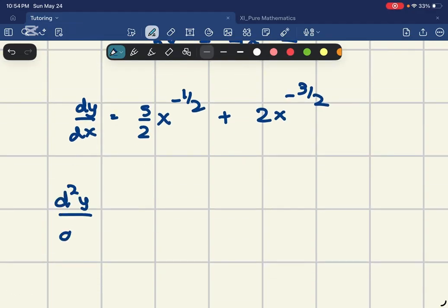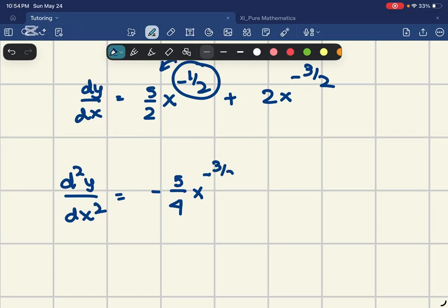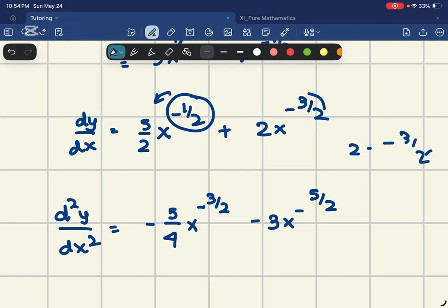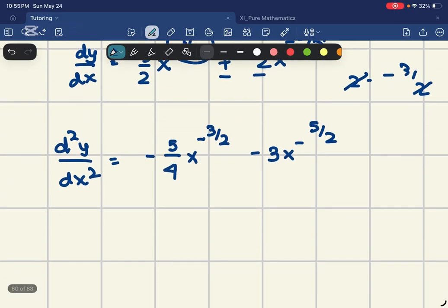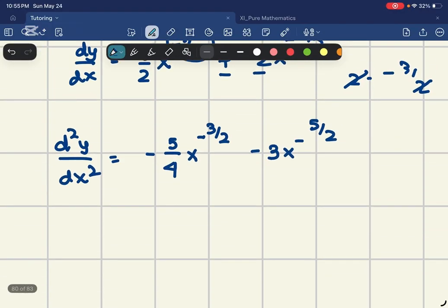And now I can take the second derivative. And when I do so, I bring this to the front. And that is going to give me minus 5 over 4. If you think about multiplying by half times 5 over 2, it is going to give me negative 5 over 4, x to the power minus 3 by 2. And if I bring this to the front, I am going to get negative 3x to the power negative 5 over 2. Why? Because 2 times negative 3 over 2, and 2 and 2 cancel out, is going to give me negative 3. Plus minus is going to be minus. So plus something minus 3 is going to give me minus 3x to the power, and then negative 3 by 2 minus 1 is going to give me negative 5 by 2.